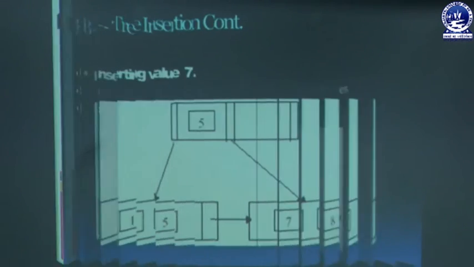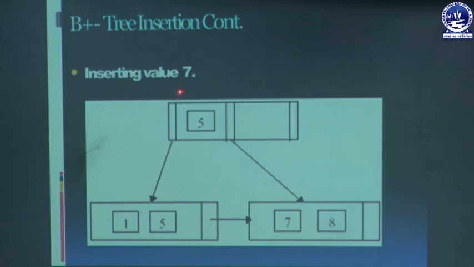Let's see. When we insert 7, it is inserted in this way, and we can indicate this by the sibling pointer, because these 2 nodes belong to the same parent node. And this will contain 1 and 5 and 7 and 8. So in this way we insert nodes in a B plus tree.